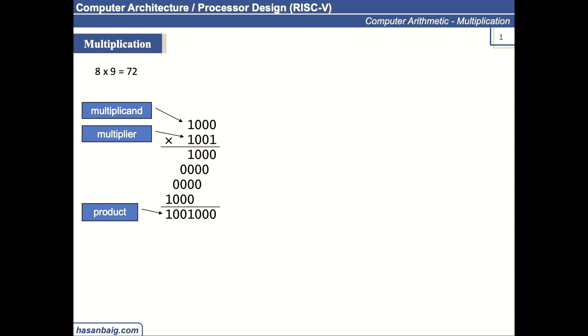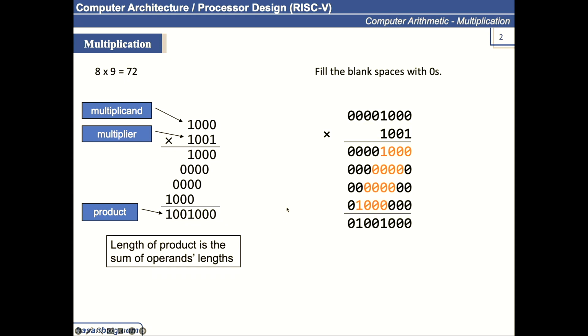Okay, and how do you multiply in this paper-based method? We pick the multiplier bit, reading from right to left, and multiply it with the multiplicand, and keep on generating the intermediate products, and in each iteration we keep on shifting it left. Okay, so in order to keep the sizes of the intermediate products or the final product the same, we can fill the empty blank spaces with all zeros.